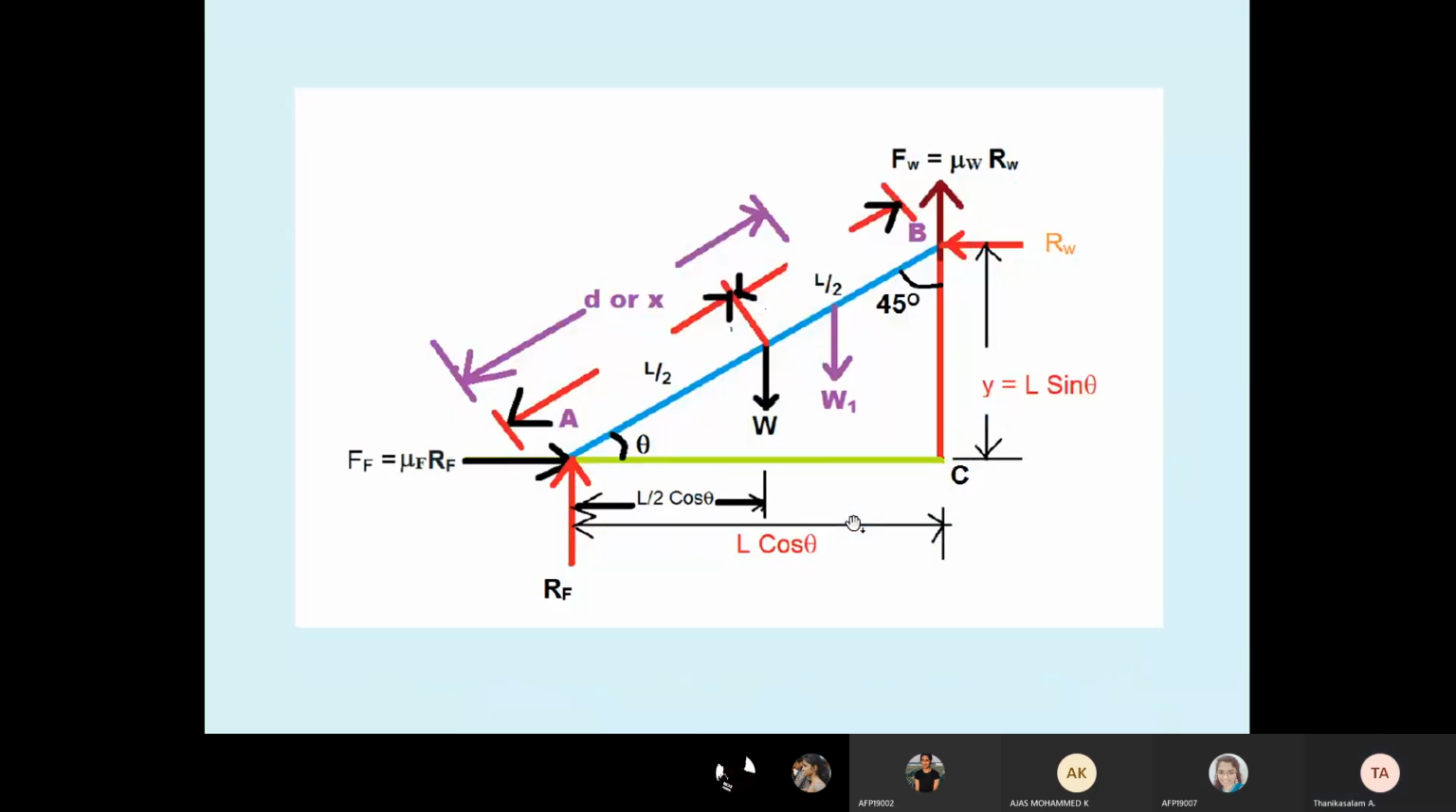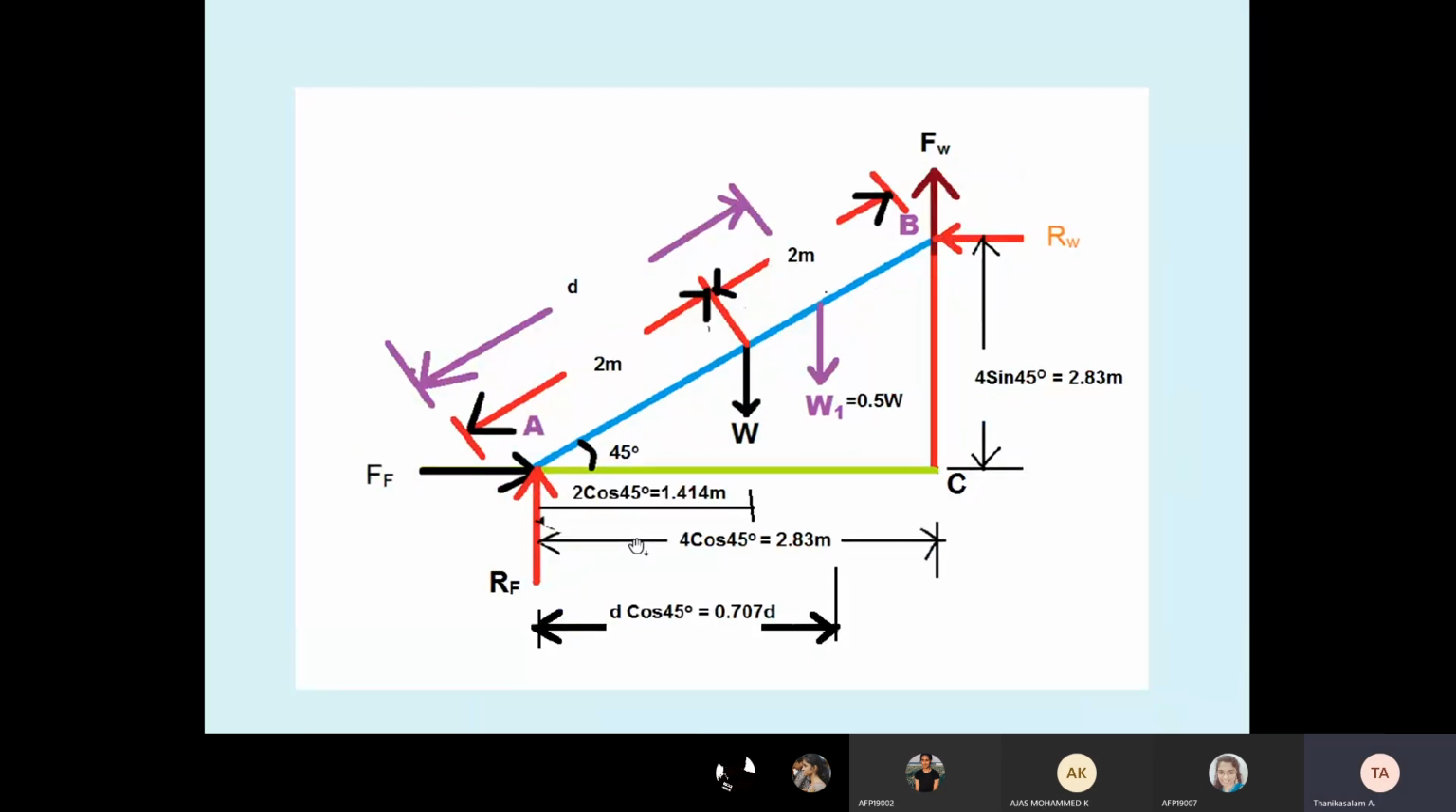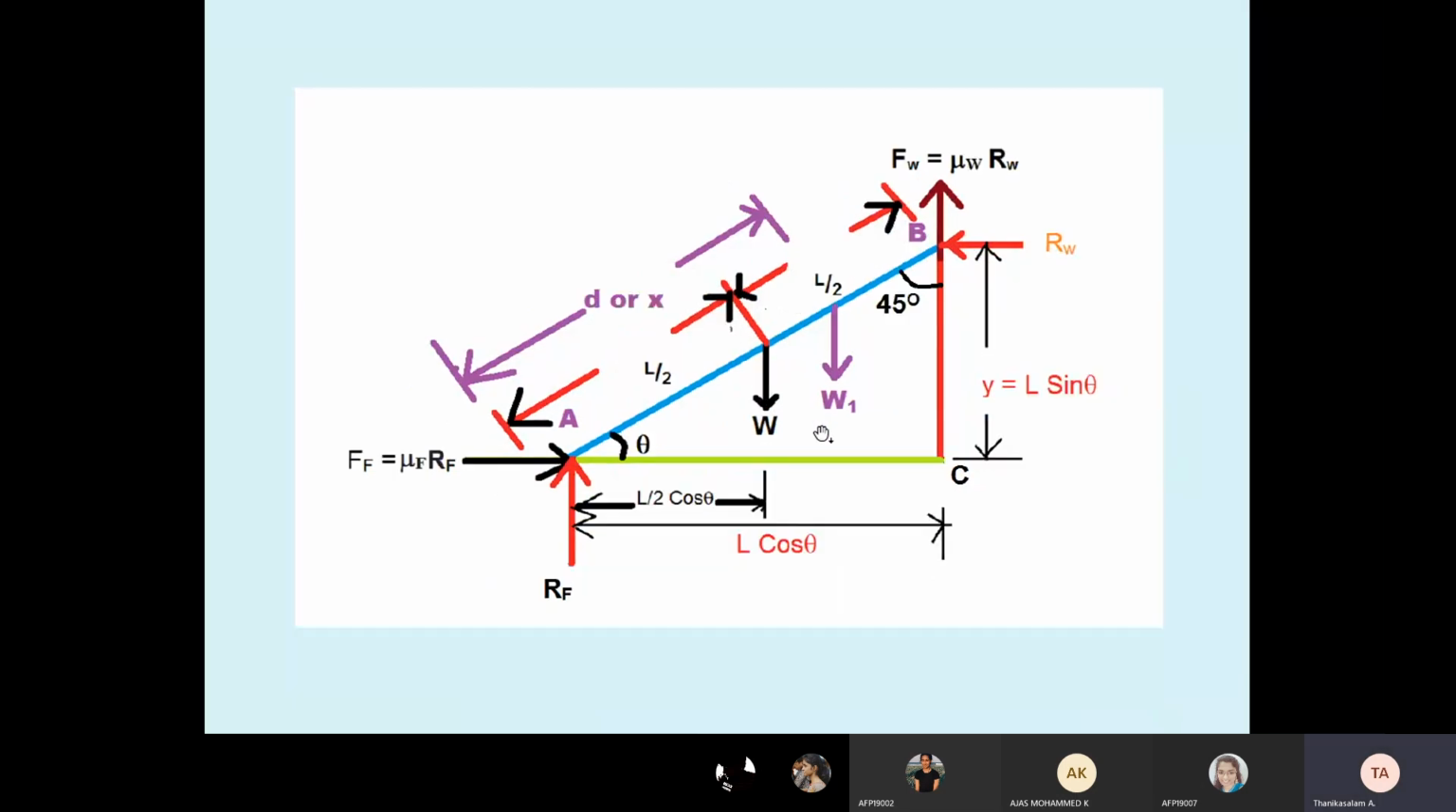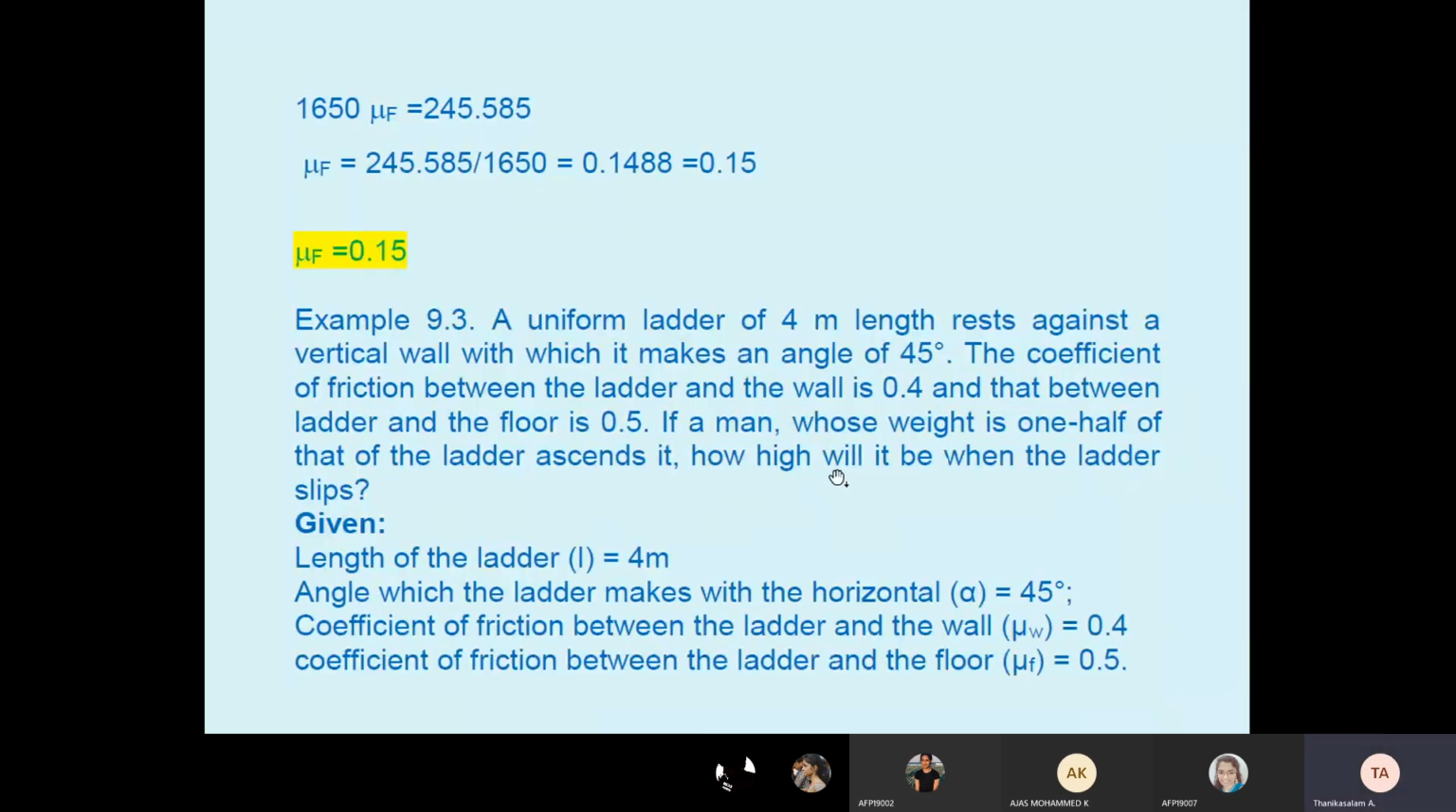Therefore, see here. This is our given diagram, but based on the statement, this is our diagram. The length of the ladder is 4 meter, no? Therefore, I divided it into 2 meter, 2 meter. Why did I divide? The weight is acting downward. Then one man is standing. What did they ask in the question? How high will the man be when the ladder slips?